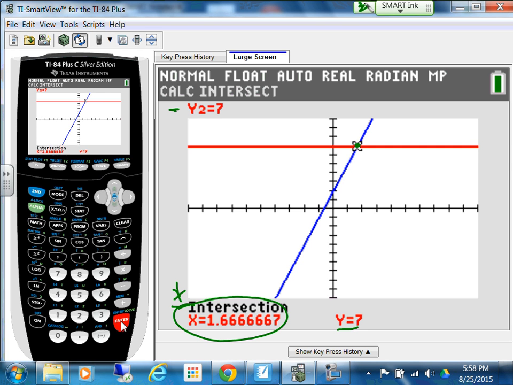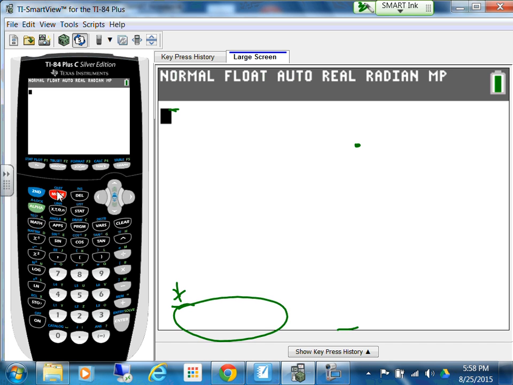Now, in AP Calculus, they will accept answers that are accurate out to 3 decimal places. So for this, you can give the answer 1.666 or 1.667. Or, if you go back to the home screen, second quit, the calculator has stored that value in X. It was an X answer, so it stored it in X. So go to the X and hit enter, and you should get that number, 1.6666.